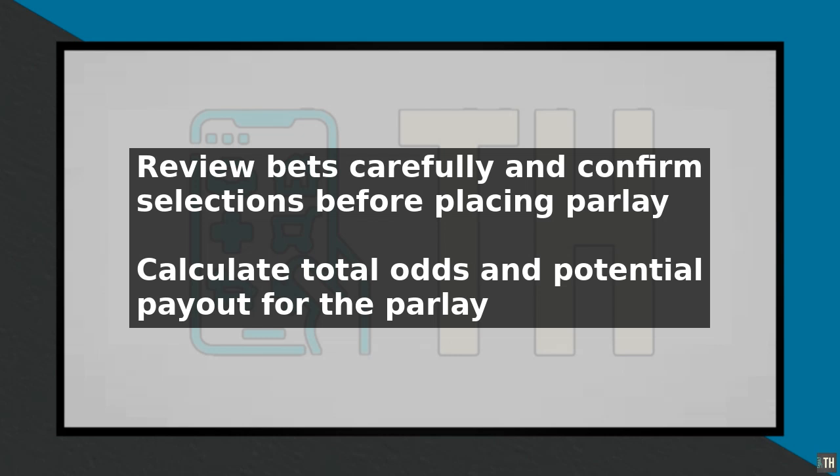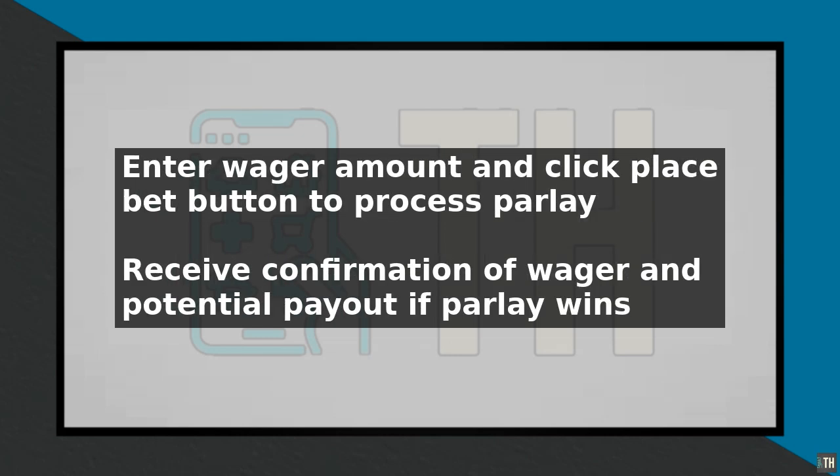To place your parlay bet, enter the amount you want to wager and click the Place Bet button. Your parlay bet will then be processed and you will receive a confirmation of your wager. Remember to always bet responsibly and within your means.